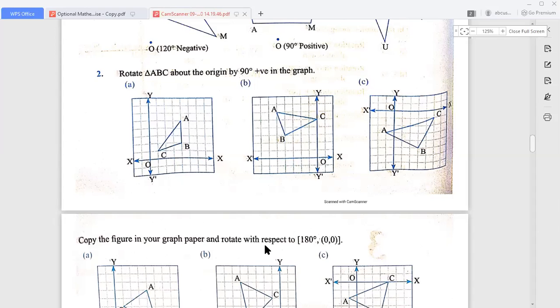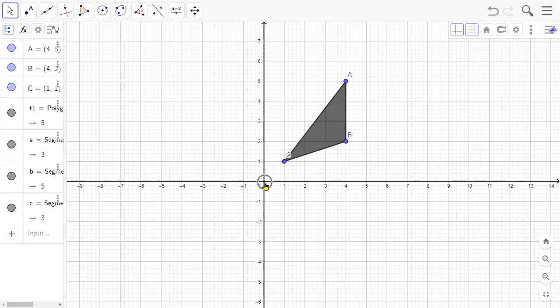Let me just mark the center of the rotation on the graph. Let me go back to the graph. Here, this is the origin. This is the point of intersection of the x-axis and y-axis. That is just called the origin.